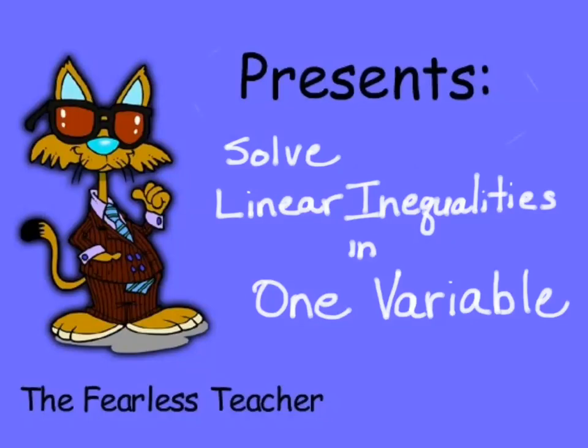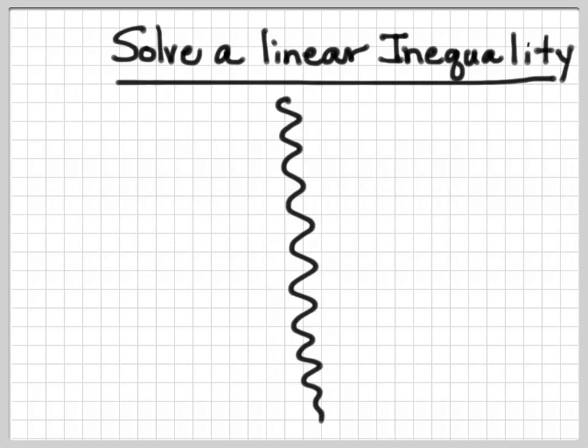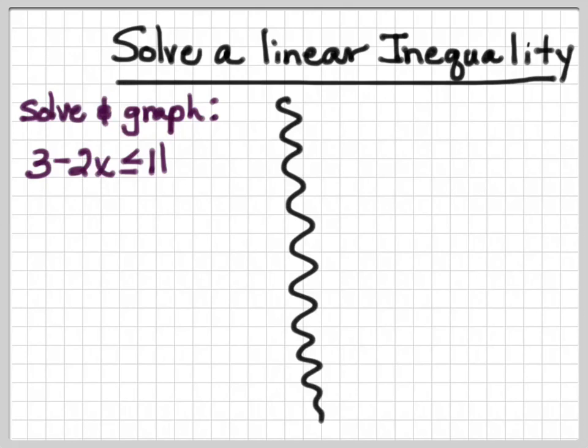We're going to solve linear inequalities in one variable. This is review really from Algebra 1, so we're going to take it kind of fast here, folks. Okay, so we're going to solve a linear inequality and solve and graph this. 3 minus 2x is less than or equal to 11. First we need to solve it, then we need to graph it.